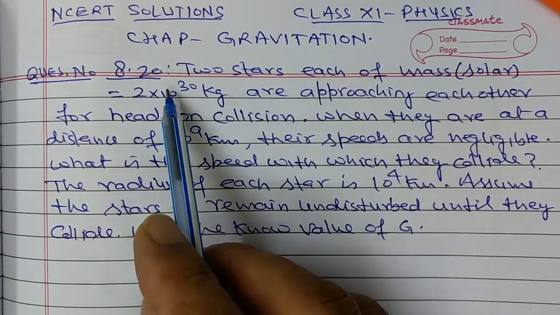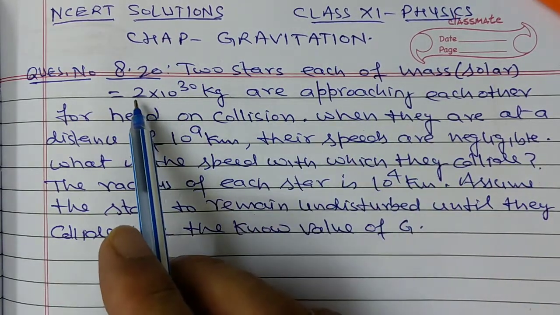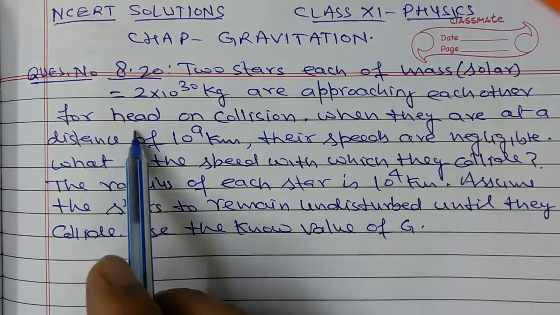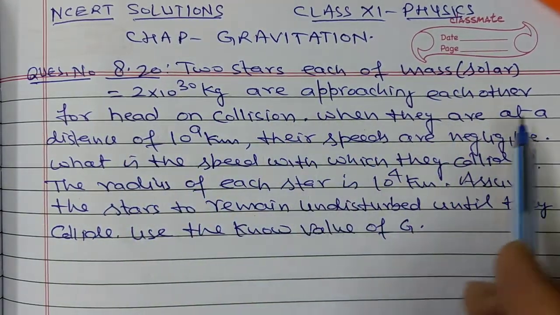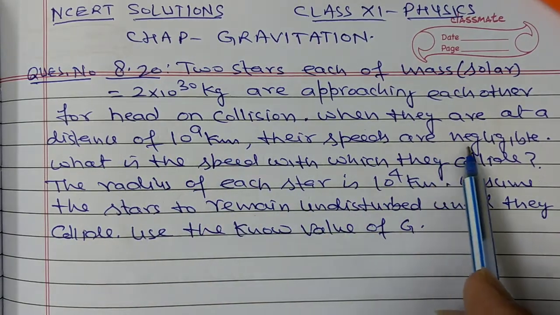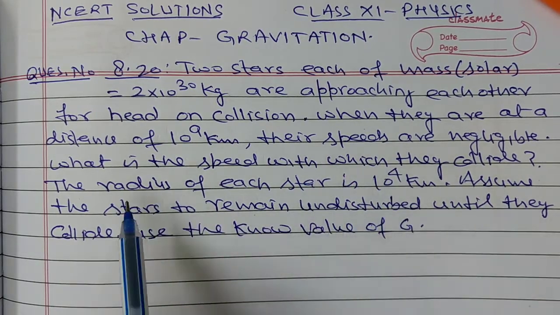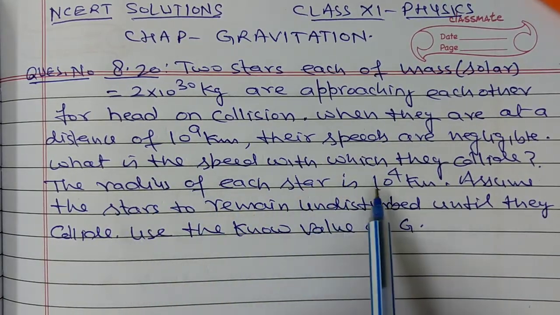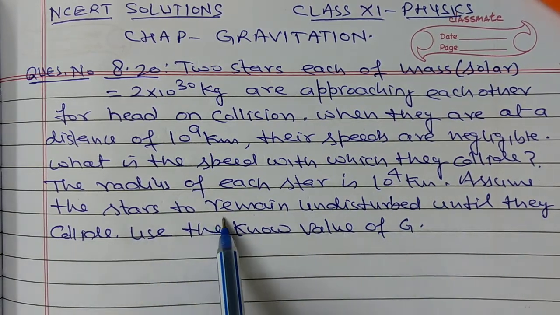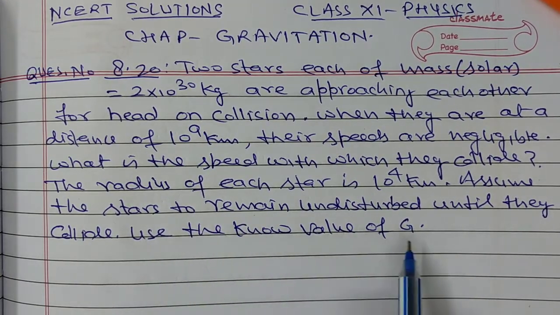Question number 20. Two stars, each of solar mass 2 into 10 to the power 30 kg, are approaching each other for a head-on collision. When they are at a distance of 10 to the power 9 km, their speeds are negligible. What is the speed with which they collide? The radius of each star is 10 to the power 4 km. Assume the stars to remain undisturbed until they collide. Use the known value of G.